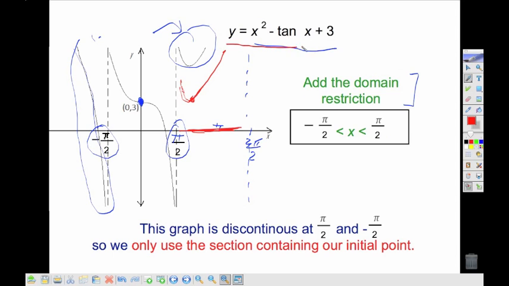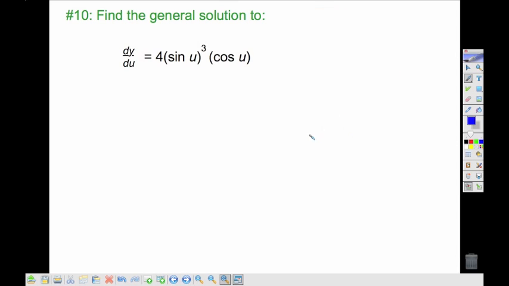And so our answer to this one is really this equation that we found on the last page, plus we must state this restriction right here, that this is only valid from negative pi over 2 to pi over 2. In this next example, we're going to need to take an antiderivative just like the other ones.